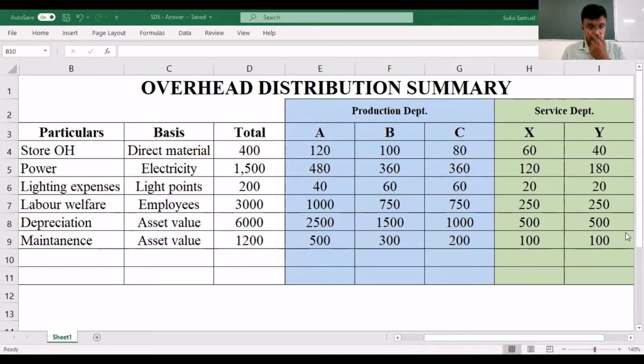Now let's move on to the next one. The next one that we have to reapportion is general overhead. What would be the basis for us to reapportion general overhead? So general overhead, what would be the basis? Any thoughts?